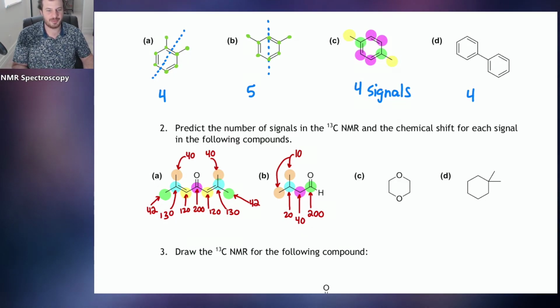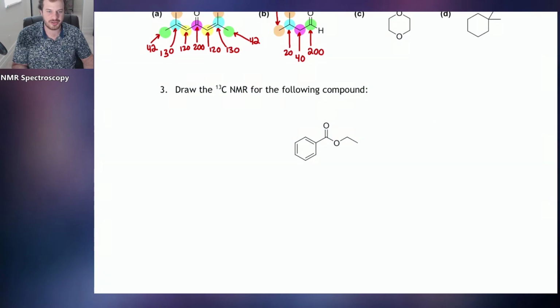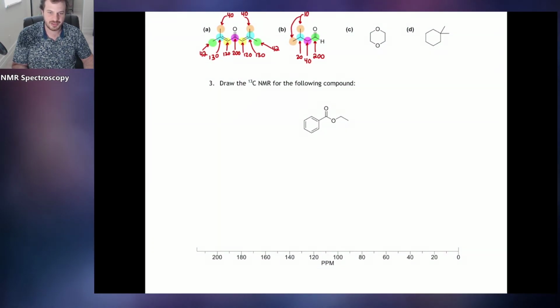And let's move on to number 3. This one's really fun. It says draw the carbon NMR for the following compound. Okay, we're going to draw this compound. So first thing I notice, what I'd like to do is assign how many signals I expect to see. And so let's go ahead and assign a color for each unique carbon.